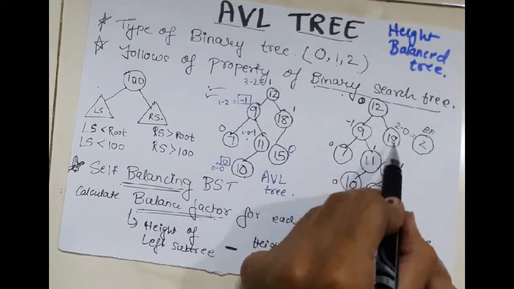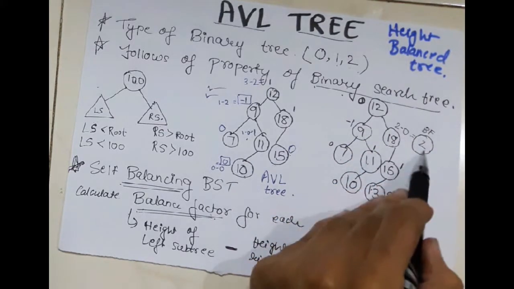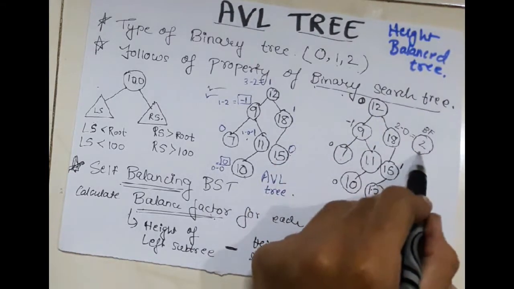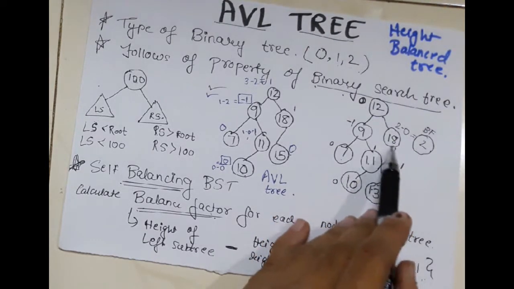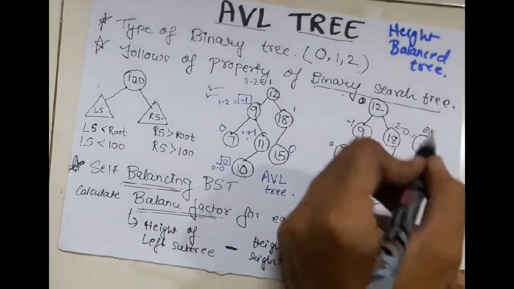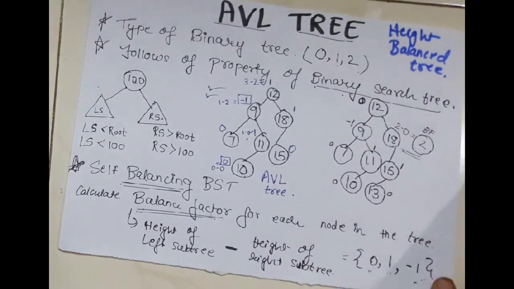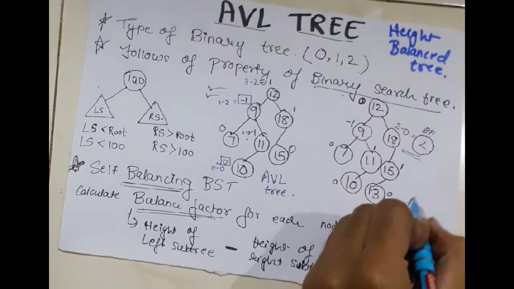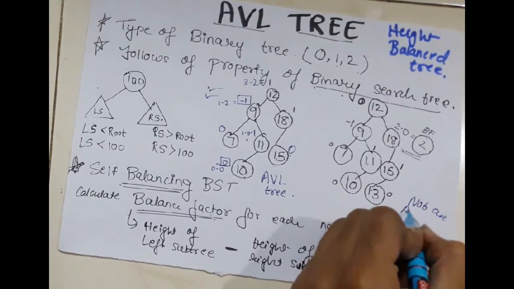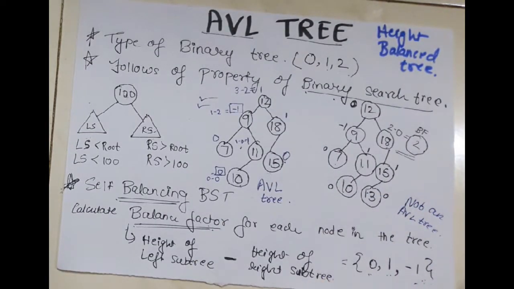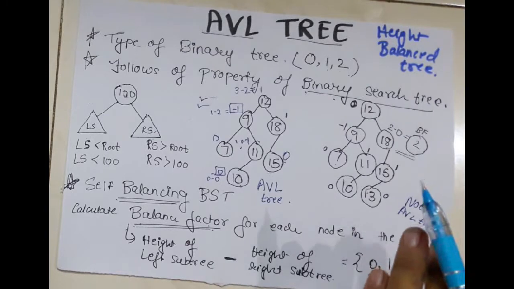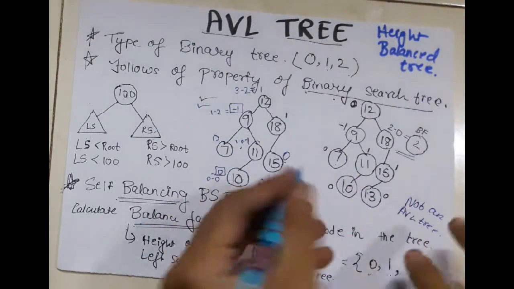Balance factor for node 18 is 2. So according to our condition, the balance factor should be either 0, 1 or minus 1, and here the balance factor for this node is 2. And because of this, the tree is not an AVL tree. If the balance factor is other than these three, then that particular tree is not an AVL tree. So for restoring our destroyed balance condition, what will we do? We'll do rotations.